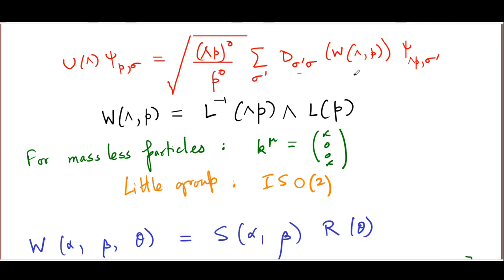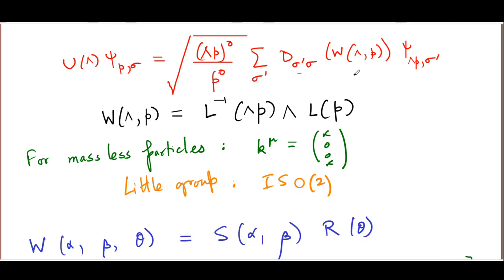Now, it so happens that L⁻¹(Λp) Λ L(p), when it acts on k, the standard four momentum, gives back k. So these elements W(Λ,p), which are Lorentz transformations, are special Lorentz transformations in the sense that they keep the standard four momentum unchanged. And when you take them all together, you get what is called the little group for that particular four momentum.